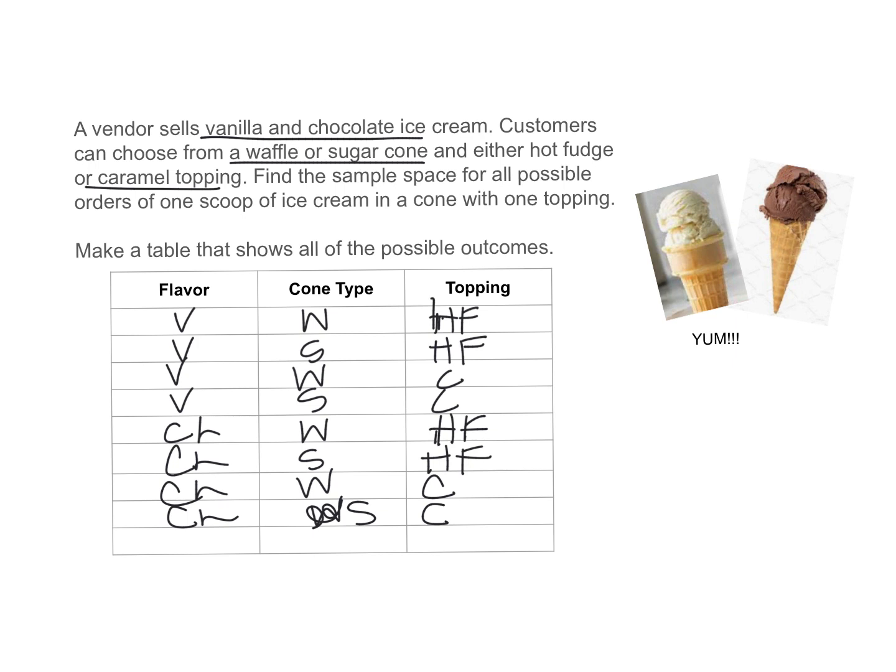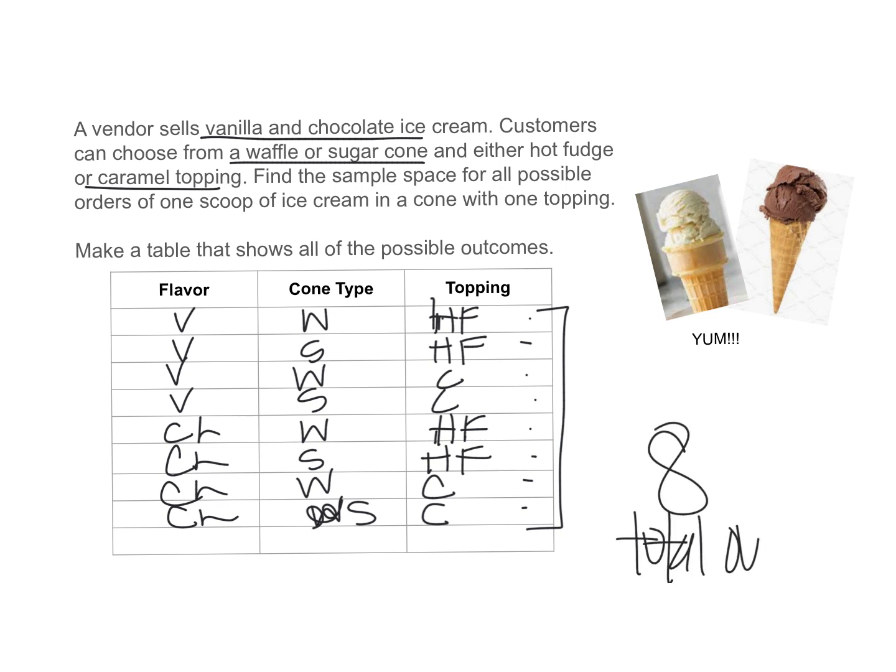Okay, the sample space is all possible orders, so how many total different orders are there? So then we look here and we just count. We have 1, 2, 3, 4, 5, 6, 7, 8. So the sample space of this situation is 8 total outcomes, meaning 8 of us could go in there and leave with all different choices.